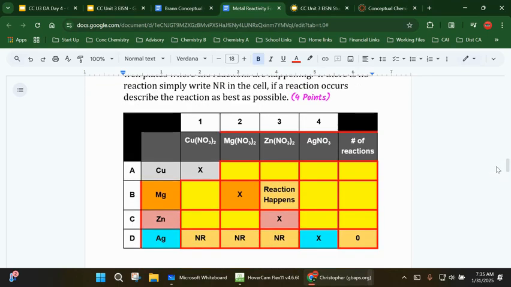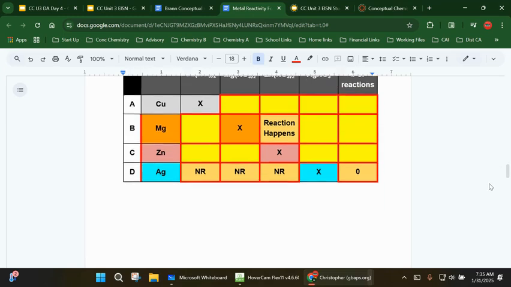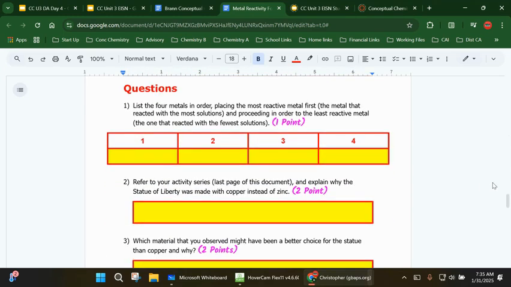And those of you who got the alternate assignment, I have this table filled in for you, everything except this part right here. Okay? All right. That was what you collected in the lab. You've got the questions here, ladies and gentlemen. We went through 1. List the metals from the most reactive, the one that had 3 reactions, down to the one that had none. Silver was the one that had none.